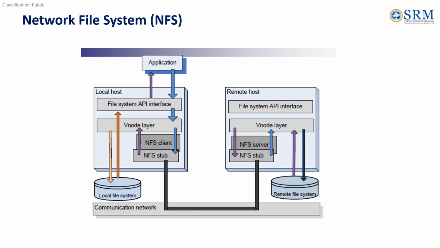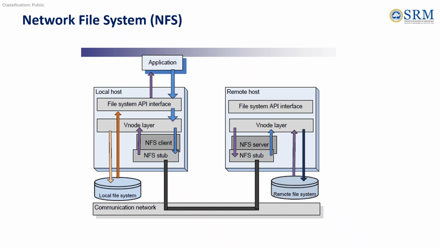Now let us understand the working of the network file system architecture using this diagram. On the left side, we have the client host where the user application is running. The application sends a file access request through the file system API interface. This request then passes through the vNode layer, which manages file-related metadata. Next, the request reaches the NFS client and the NFS stub. The stub converts a local file operation into an NFS protocol request suitable for network communication. This request is then transmitted through the communication network to the remote host, which acts as the NFS server.